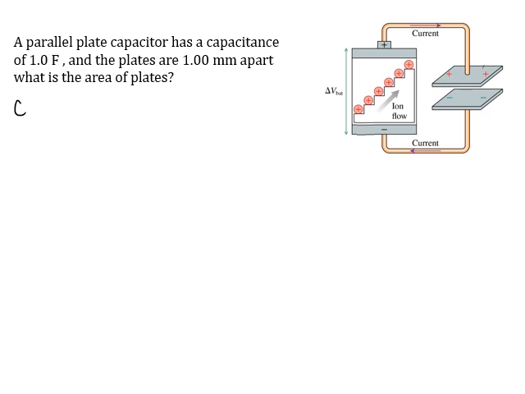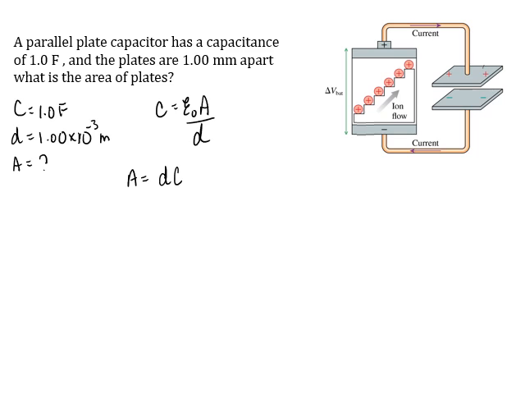So to write our list, we know that the capacitance is 1 farad. The plate spacing is 1 millimeter, or 1 times 10 to the minus 3 meters. And we're going to try and find the area. We'll write down our equation for capacitance. It's epsilon naught, the permittivity of free space, times the area, divided by D. Let's rearrange and solve for our area A. That's going to be the plate spacing D times the capacitance divided by epsilon naught.